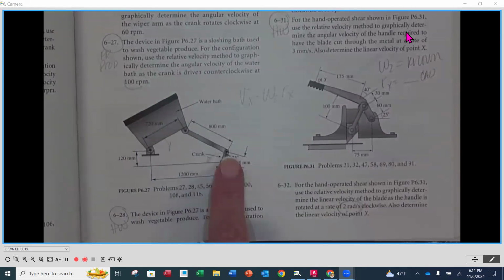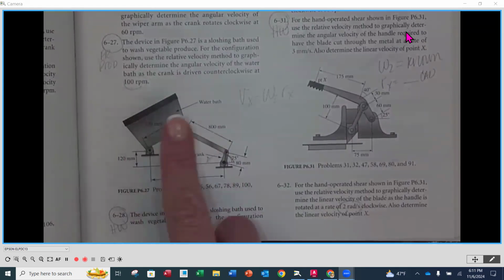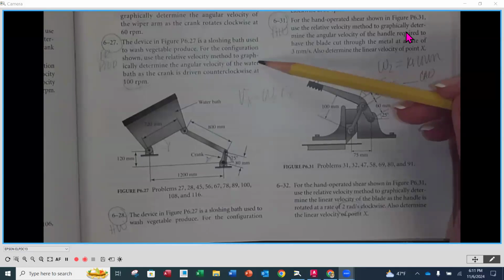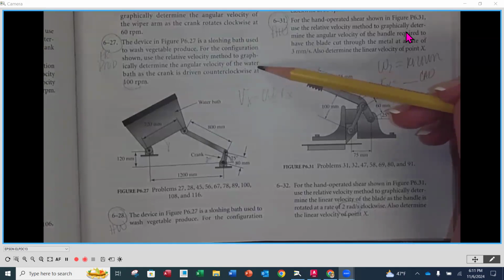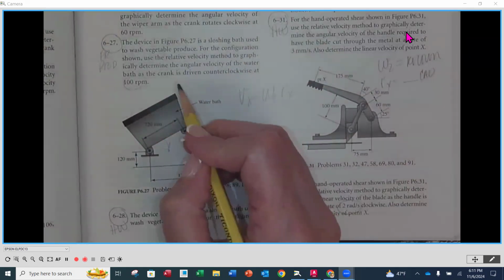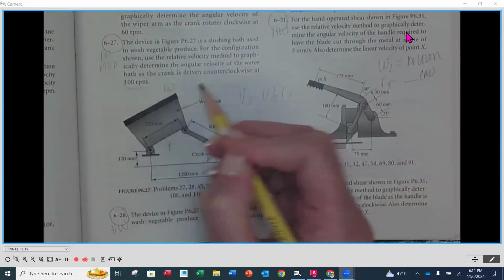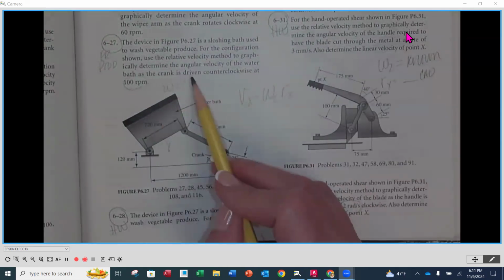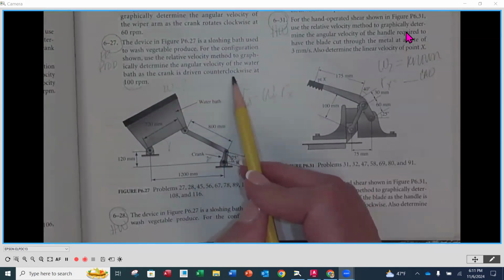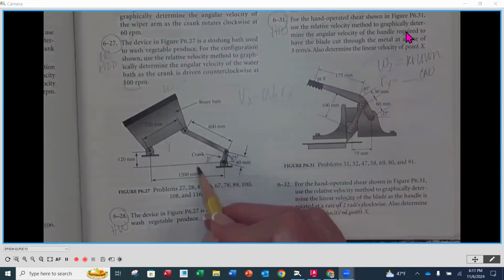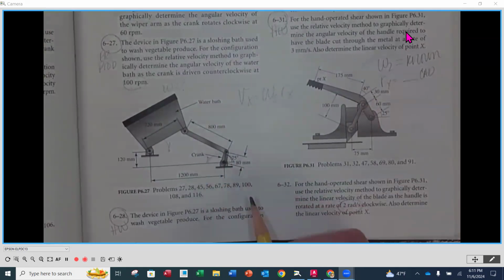And then we've got a crank that's going to go around and this is going to oscillate back and forth. The configuration shown, use the relative velocity method to graphically determine the angular velocity of the water bath. So this is the water bath. We want to know what is the angular velocity of that. It says the crank is driven counterclockwise at 100 RPM. So counterclockwise is going to be going this way, right? And it's going to be going 100 RPM.